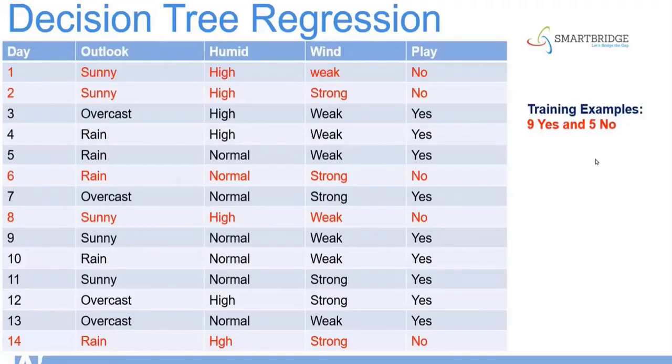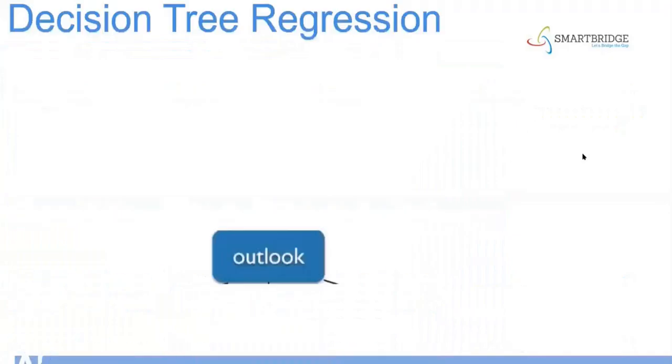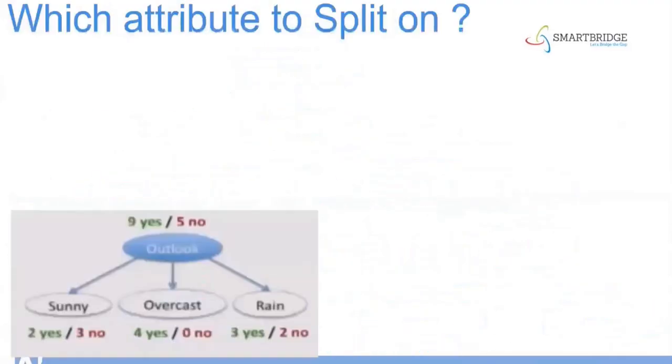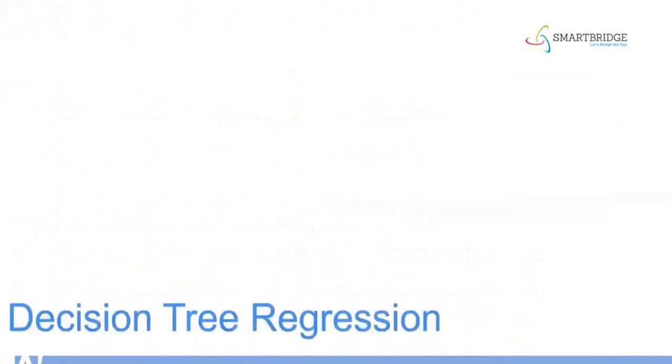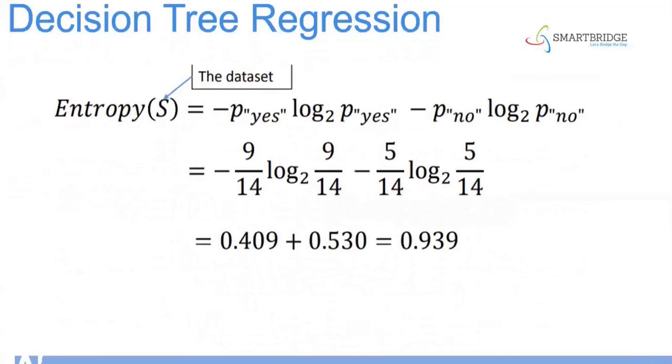Probability of something will be the number of observations of that particular value divided by the total number of observations. Yes or no? In the same way, the probability of yes will be 9 by 14 and the probability of no will be 5 by 14. So we put that in the formula, and now I have calculated the entropy.